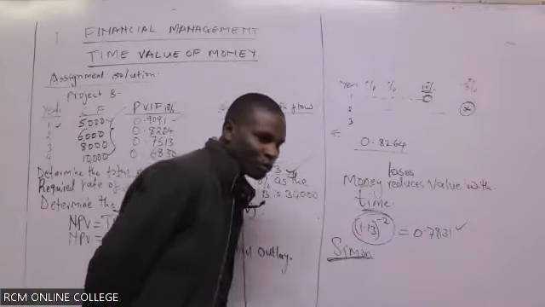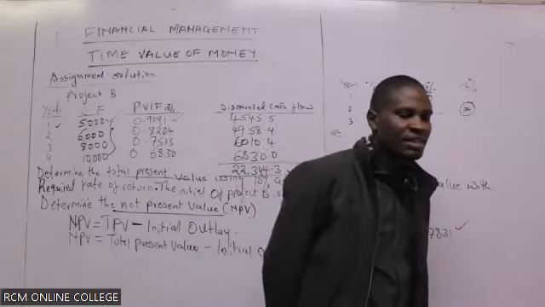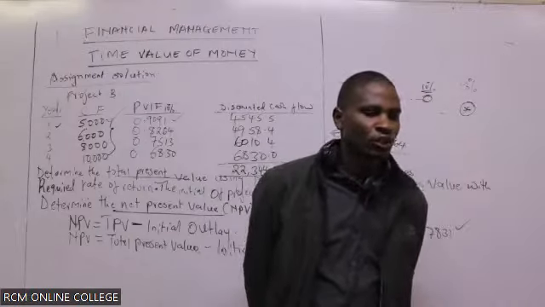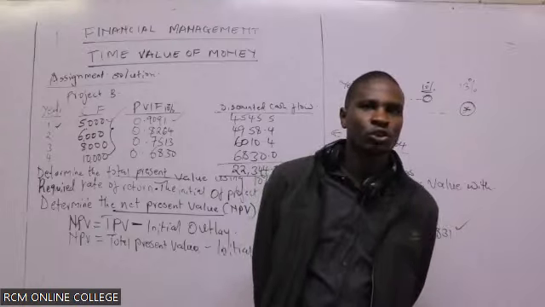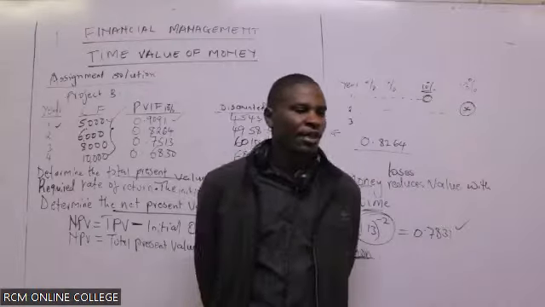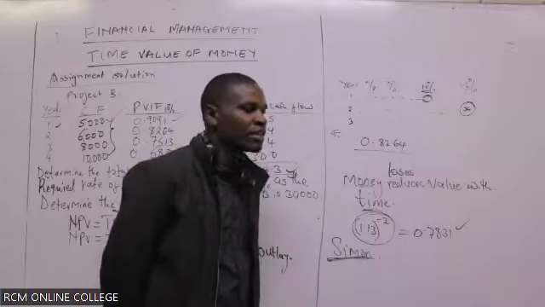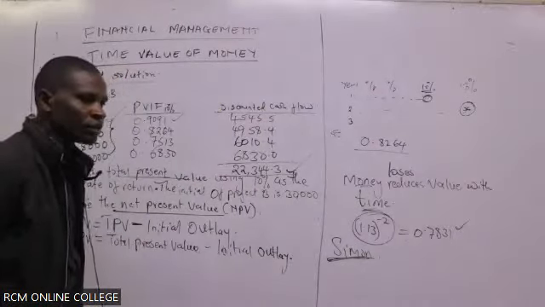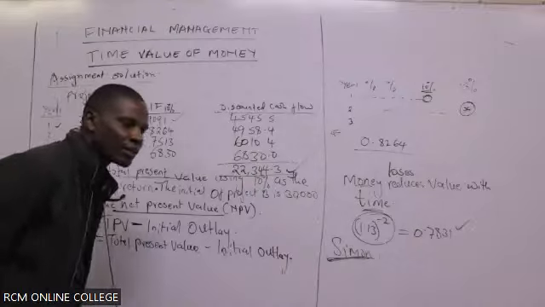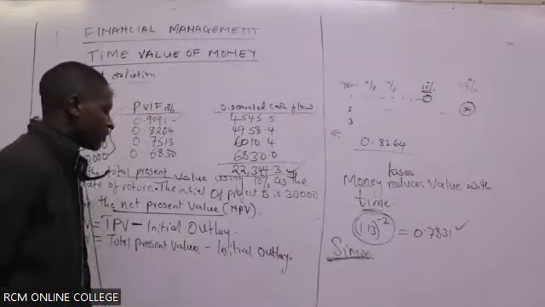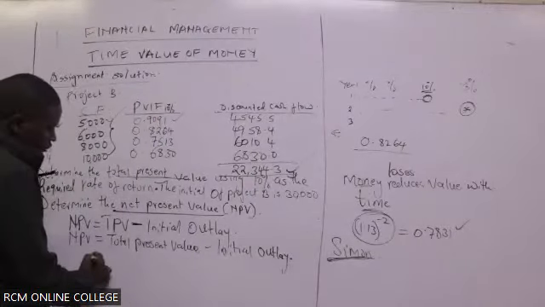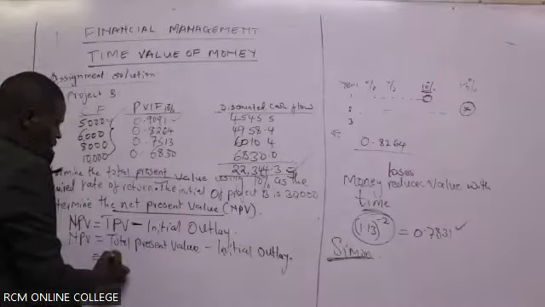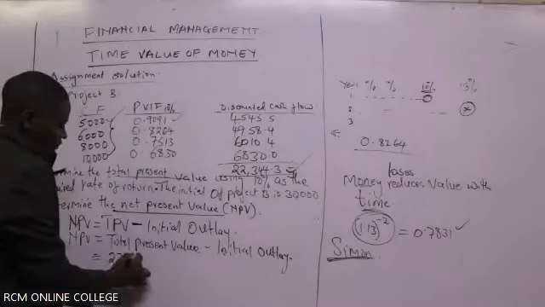I am also getting negative 7,655.7. Now I have a contradiction here, so I want a third person to confirm. Is it negative? Is it positive? Thank you so much. Our total present value is 22,344.